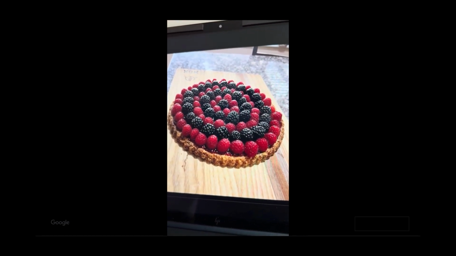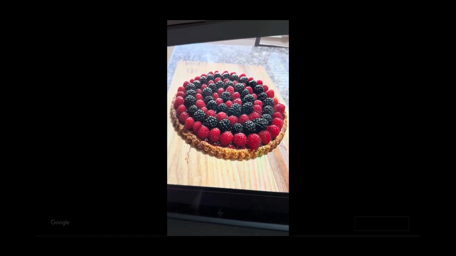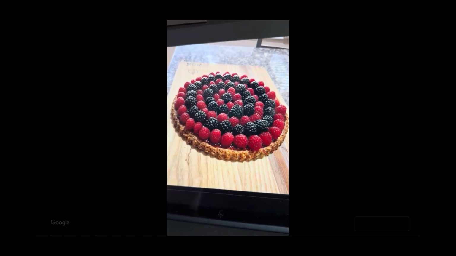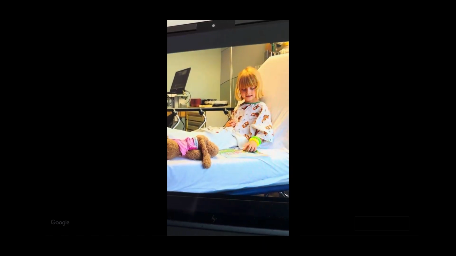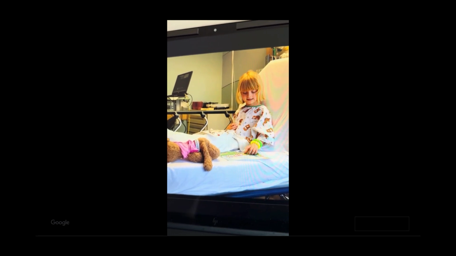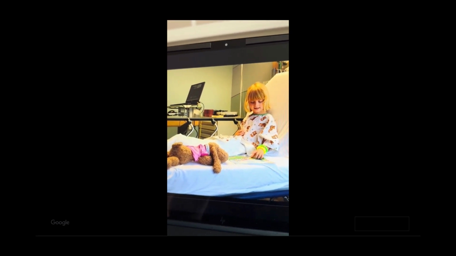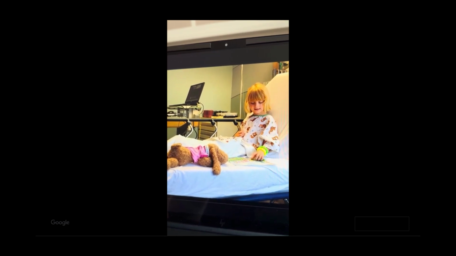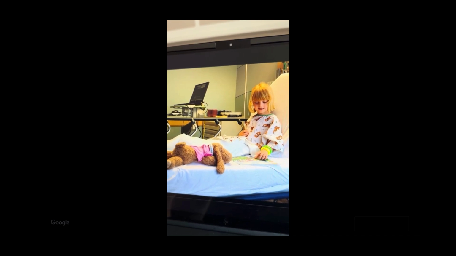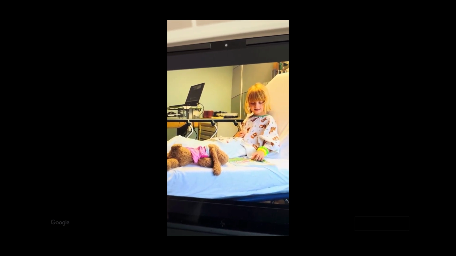Thanks, Gemini. What is this? That's a delicious-looking fruit tart, topped with raspberries and blackberries, on a crust with jam filling. That's right. This is a photograph of my daughter from many years ago. What's going on? It looks like your daughter is in a hospital bed, possibly recovering from a treatment or procedure. She's looking at a magazine and there's a teddy bear next to her. That's right.